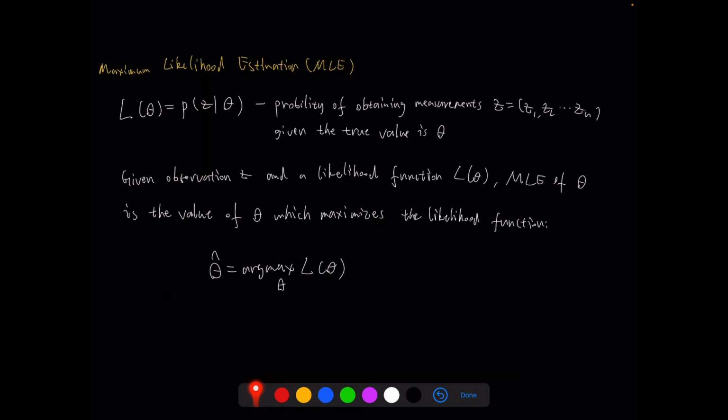Okay, so then what's MLE? MLE is maximum likelihood estimation. The likelihood function is represented by a conditional probability. This conditional probability means if we know the true value is theta, what's the probability that we obtain the measurements? Then if we are given observation z and the likelihood function, we can calculate the true value theta by finding the value theta that maximizes the likelihood function.